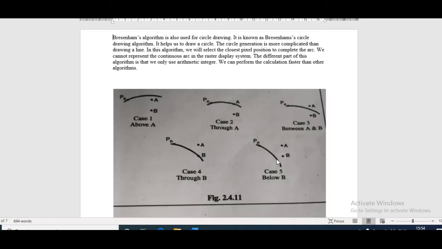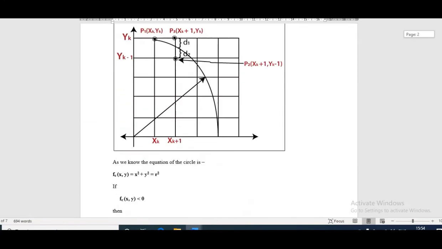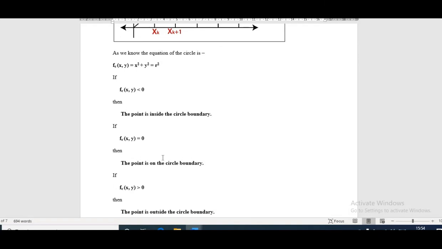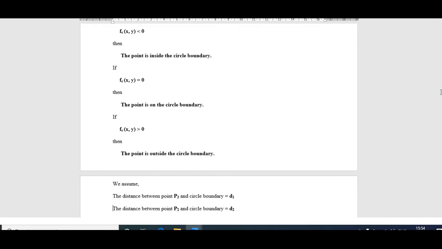there are conditions of a circle. The basic equation of the circle is r square is equal to x square plus y square. So if x square plus y square minus r square is less than 0, then the point is inside the circle boundary. If it is equal to 0, the point is on the circle boundary, and if it is greater than 0, then the point is outside of the circle boundary.